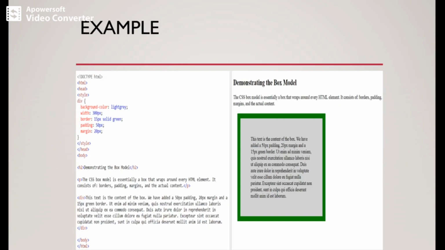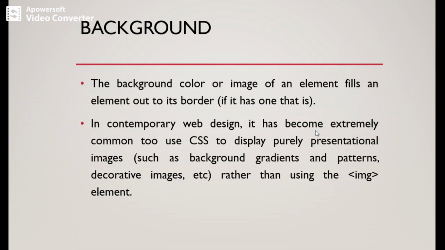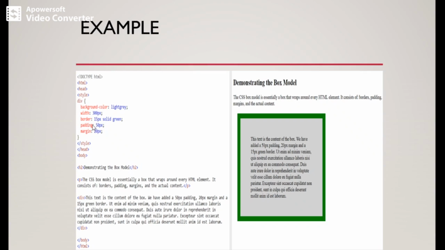Now one example you have. By this example you can clearly get to know about it. We will start with the div tag, which is the HTML element. Here the background color is light gray. Width is 300 px, means pixel. Even height also you can specify. Border is 15 pixel solid green. You can see this green, no? So 15 pixel length of that border and solid green color.